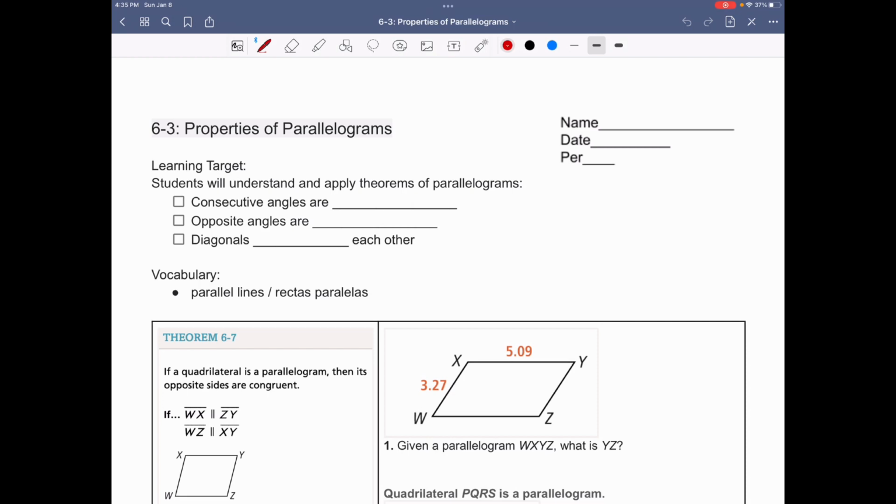We have multiple learning targets today, and students will understand and apply theorems of parallelograms such as consecutive angles are supplementary. And if you remember, supplementary means they add to 180 degrees. Opposite angles are congruent. That means they are equal in measure. And the third property is that diagonals bisect each other.